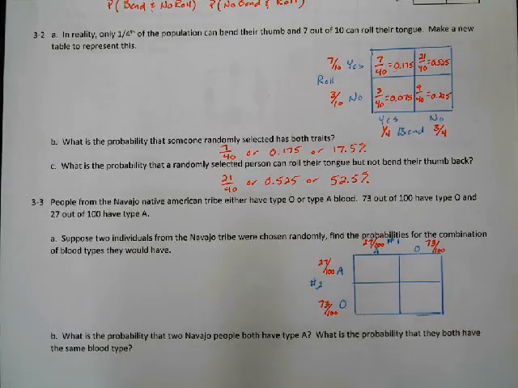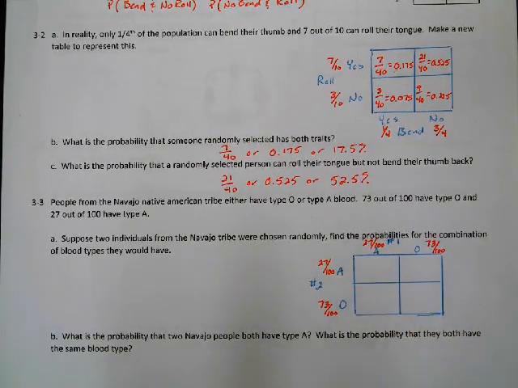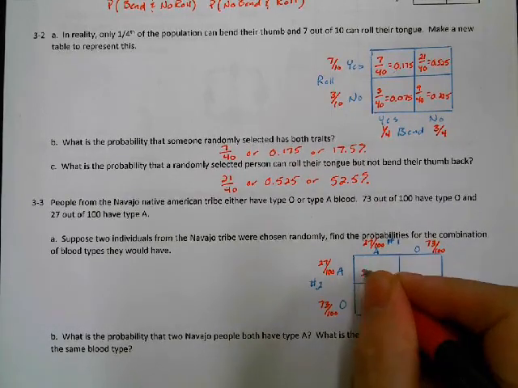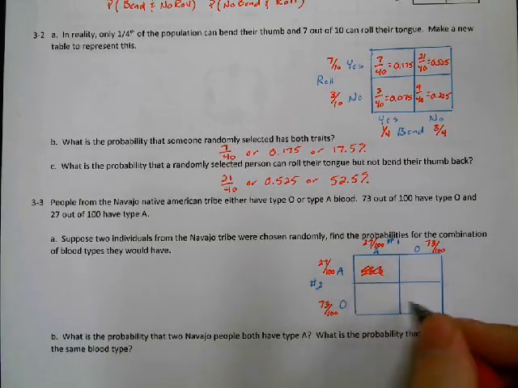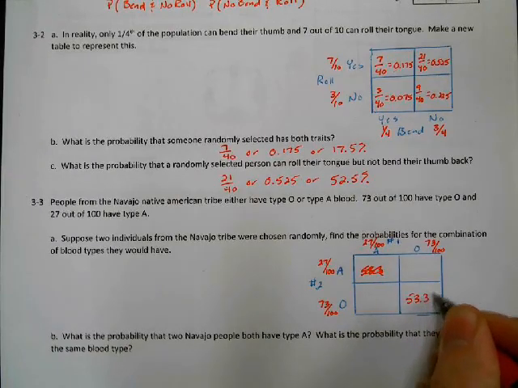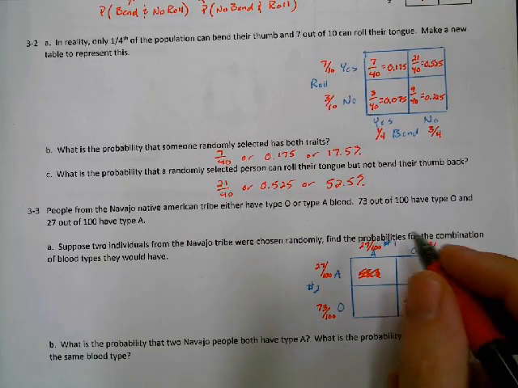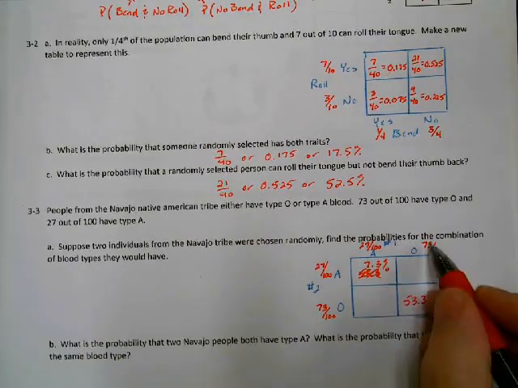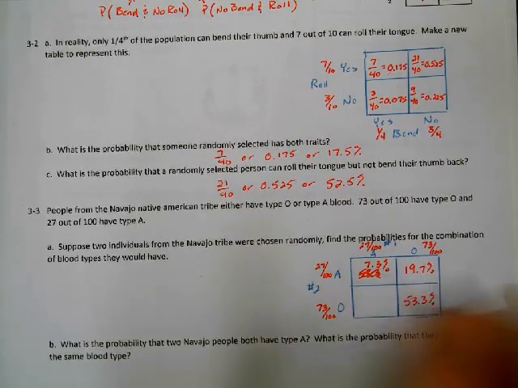All right, so if we multiply 27 over 100 times 27 over 100, it's probably easier to do this as a percentage. So 27 times 27 over 100 over 100. If we work it out, it comes out to 53.3. Oops, wrong one. That's this one. 53.3%. For A and A, it's 7.3%. Wow. If I do 73 over 100 times 27 over 100, it comes out to 19.7%. And this one is also 19.7%.